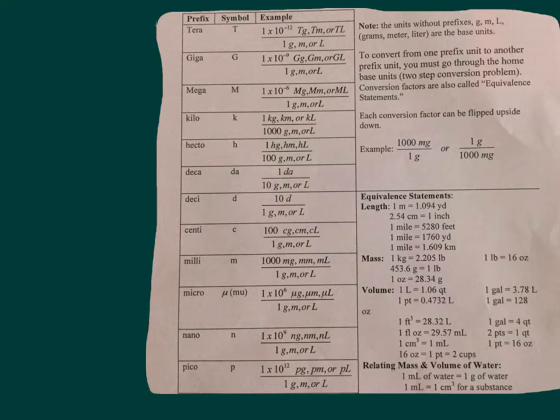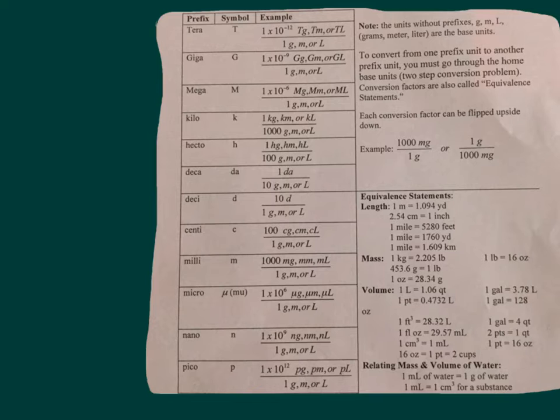Welcome to a podcast on unit conversions, sometimes called dimensional analysis. You should get a sheet that I call the pink sheet, and on the front of the pink sheet are polyatomics, and on the back you will see this chart that says prefix, symbol, example. It's kind of the numerical stuff that we will need in chemistry.